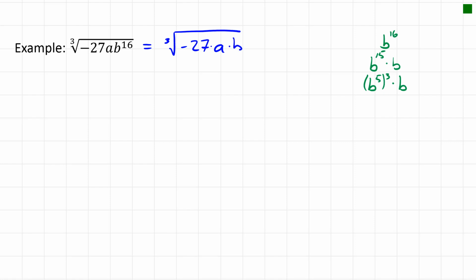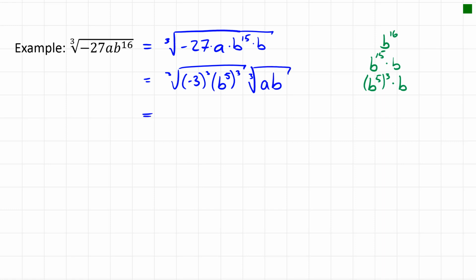So this is b to the 15 times b, which means I have the cube root of negative 27 is negative 3 cubed, and b to the power of 15 is b to the power of 5 cubed. So I can take the cube root of those guys. And then I will have left over the cube root of ab. So this would be negative 3 b to the power of 5 times the cube root of ab.